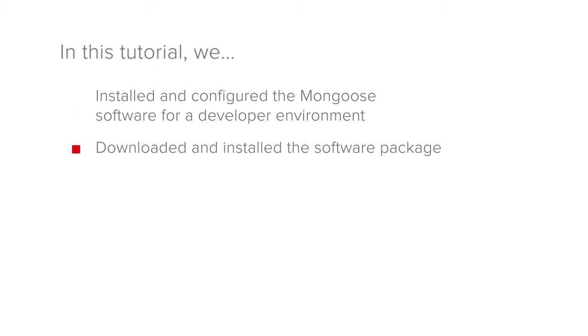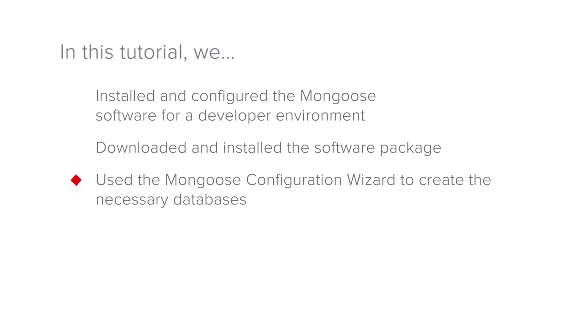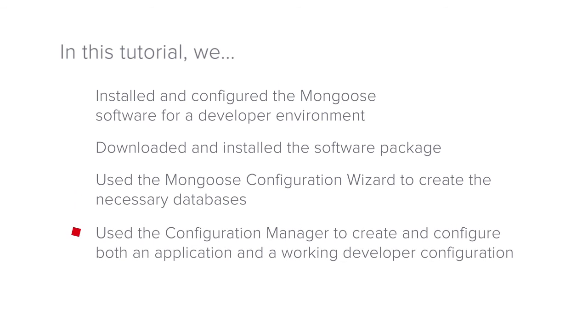We downloaded and installed the software package. Then we used the Mongoose Configuration Wizard to create the necessary databases. Finally, we used the Configuration Manager to create and configure both an application and a working developer configuration. So, what's next? In the next tutorial in this series, we will learn how to set our system up to work with a source control system.